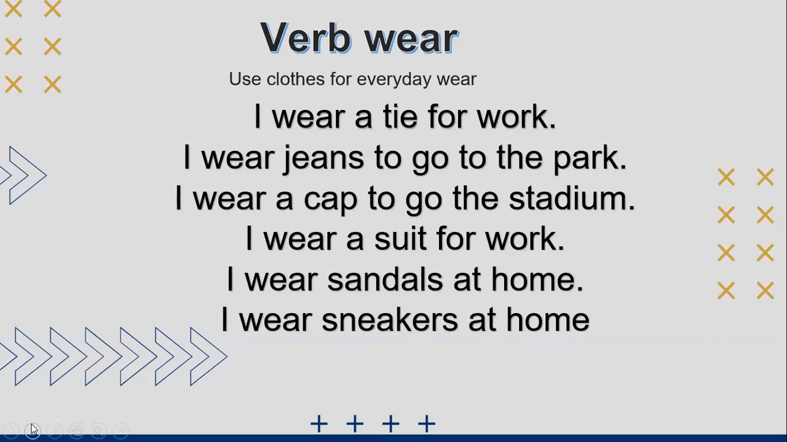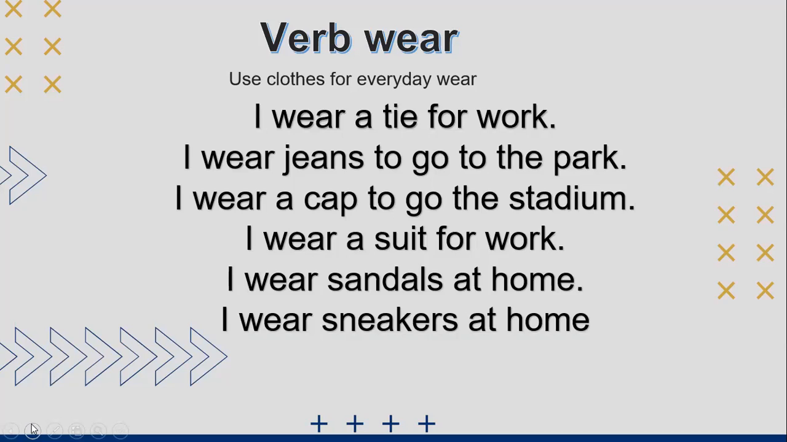So the verb wear, el verbo wear es el que vamos a utilizar para decir yo uso, yo llevo puesto. I wear a tie for work. I wear jeans to go to the park. I wear a cap to go to the stadium. I wear a suit for work. I wear sandals at home. I wear sneakers at home.